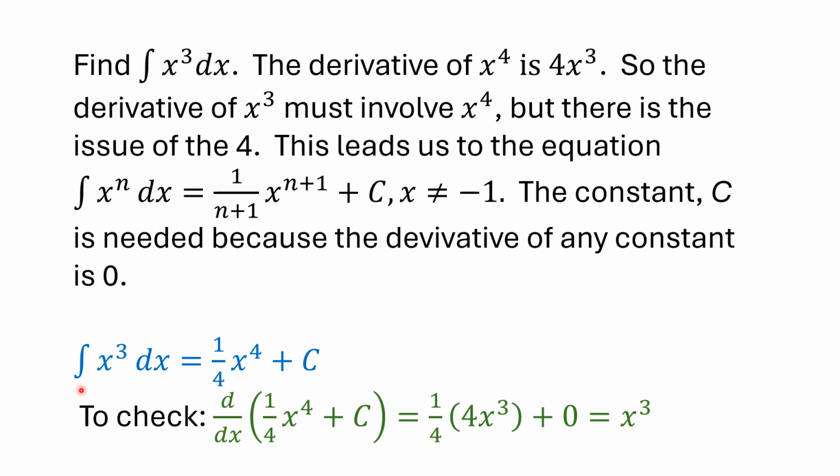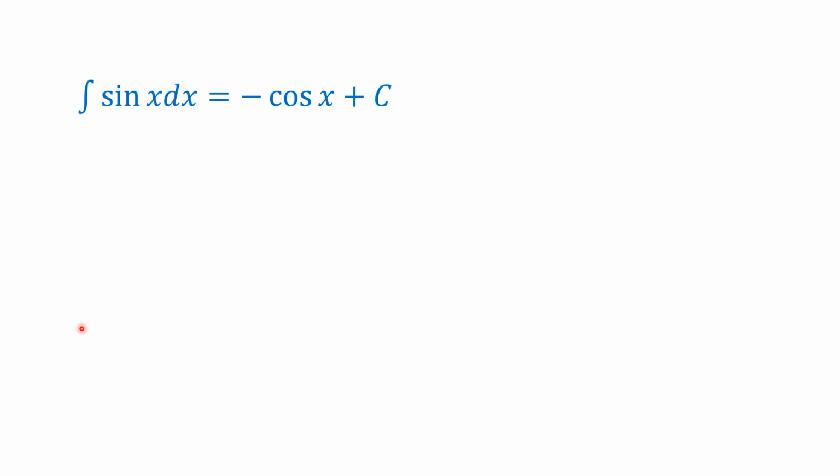So the integral of x cubed dx is 1/4 x to the fourth plus c. And if I check this, the derivative of 1/4 x to the fourth plus c is 1/4 times 4 times x cubed plus 0 equals x cubed. The integral of sine x dx is negative cosine x plus c.